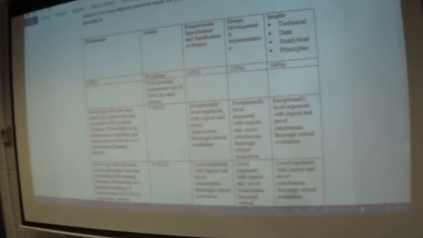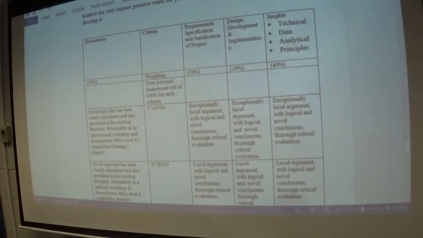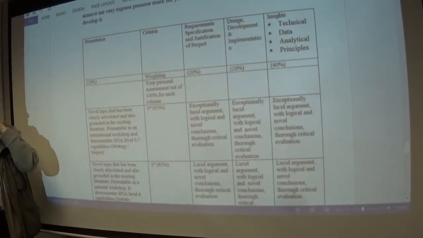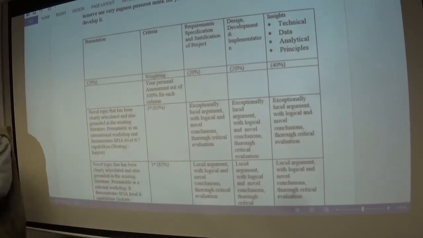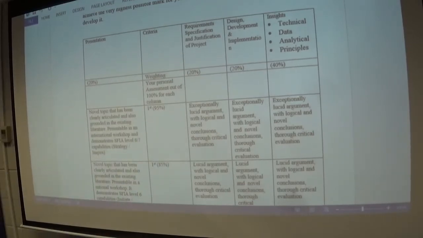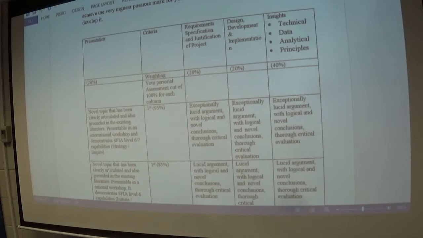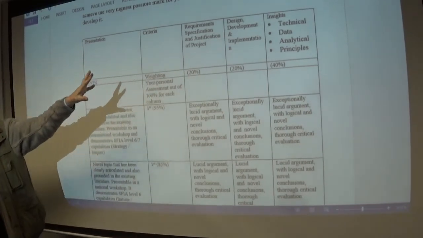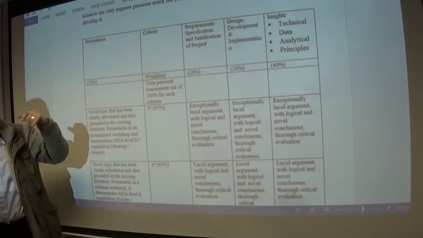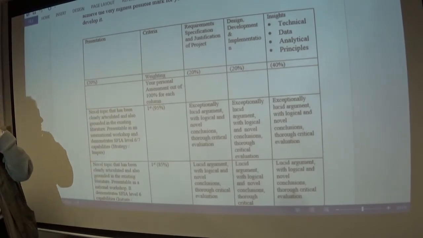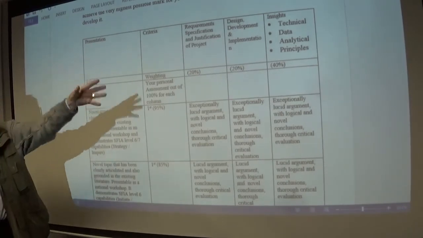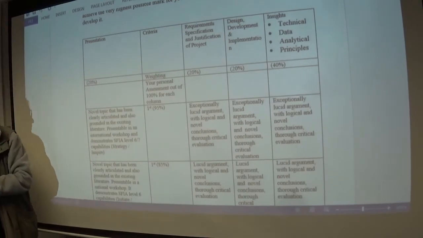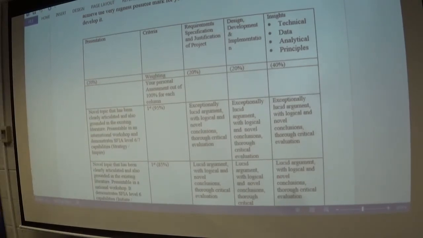So what we've got, four columns as usual, assess columns with the criteria, the usual 95%, 85%, 75% and so on boundaries. So those are the three sections I talked about earlier on: the requirement spec and justification of the project, the design, development, and implementation, and then the insights in terms of technical, data, analytical, and the principles aside.